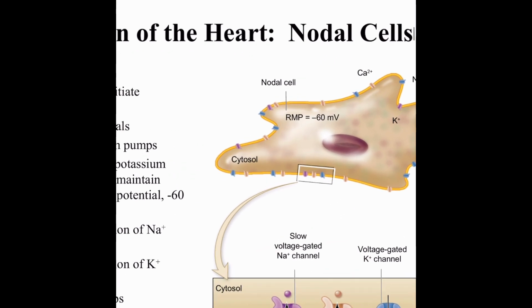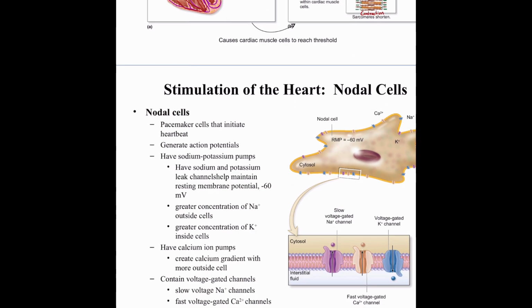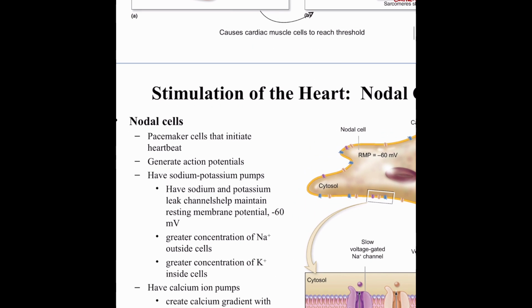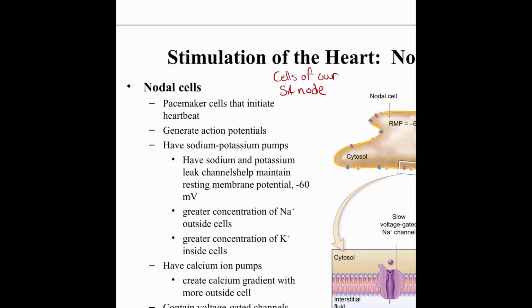So here our nodal cells have a resting membrane potential of negative 60. So we'll have to get familiar with the action potential and what they need to reach their action potential, how they fire, etc. So they generate the action potentials, and they're the pacemaker cells that initiate the heartbeat. So these are the cells of our SA node, right? Because that is what starts the heartbeat.